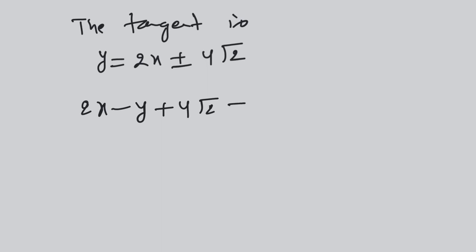The tangent is y equals 2x plus or minus the square root of 32, which is 16 into 2, so that is 4 root 2. We can write 4 root 2. So we got two tangents here: 2x minus y plus 4 root 2 equals 0, and the other tangent is simply 2x minus y minus 4 root 2 equals 0.